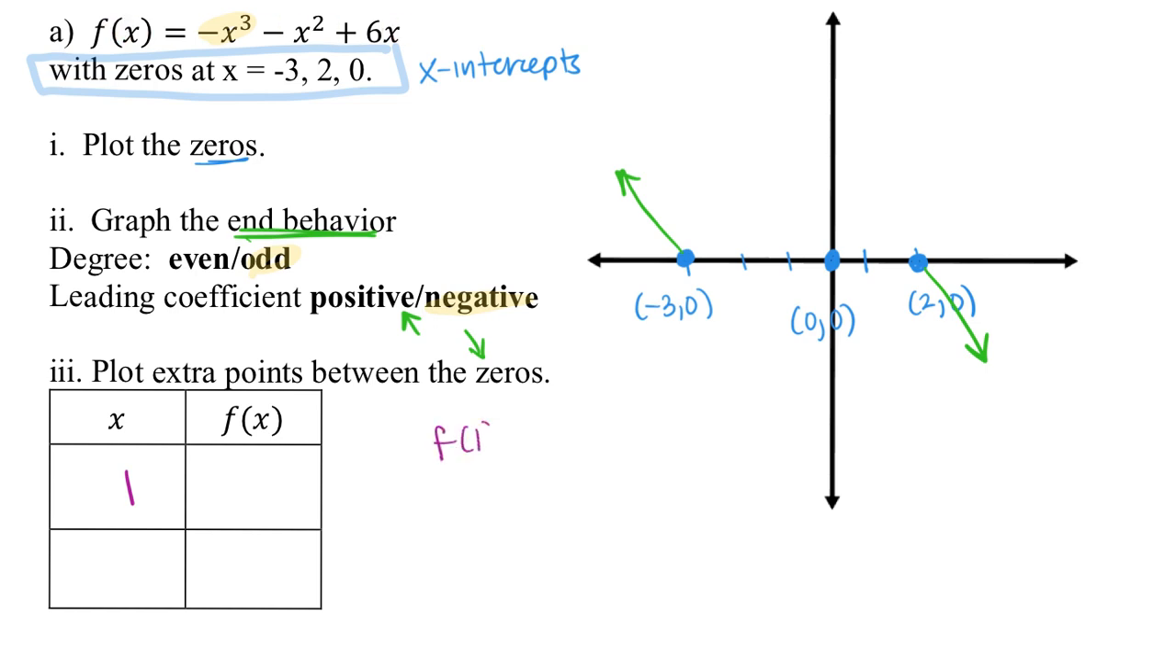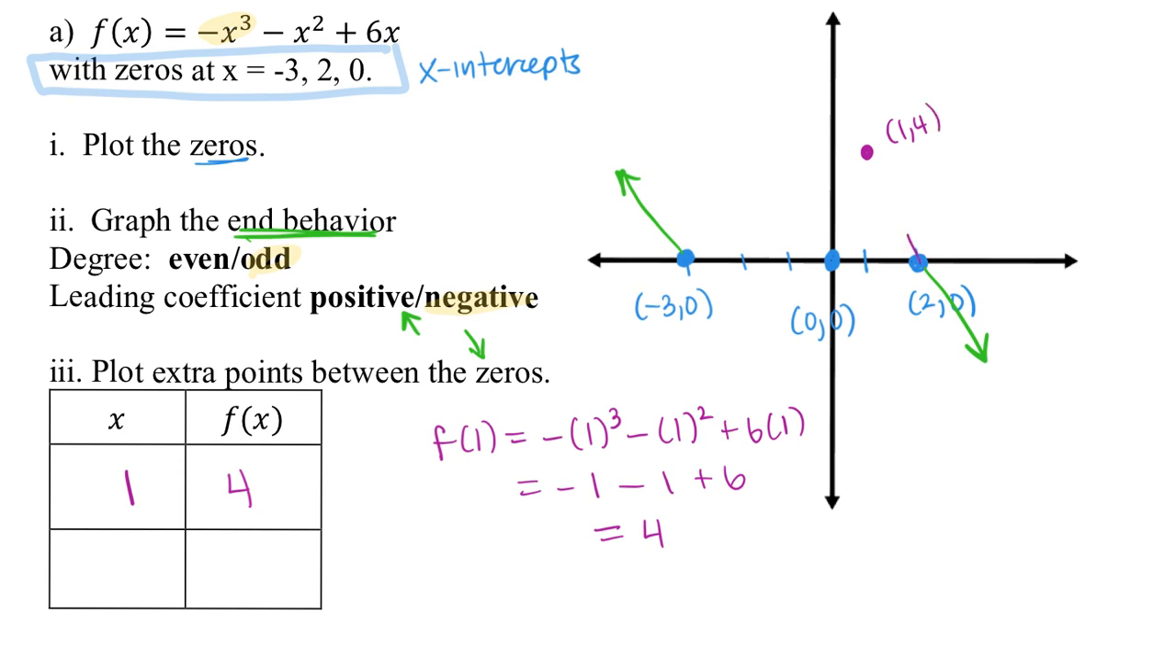F of 1, -1, watch your signs. You don't need the parentheses, but you need to be careful. 1 times 1 times 1 is 1. What is that? -2 plus 6 is 4. Okay, so this is 1, 4. Now I don't know exactly where 1, 4 is, but I'm going to say it's up here. I'm going to go ahead and label it. But now I know this graph is going to go up, kind of like that.